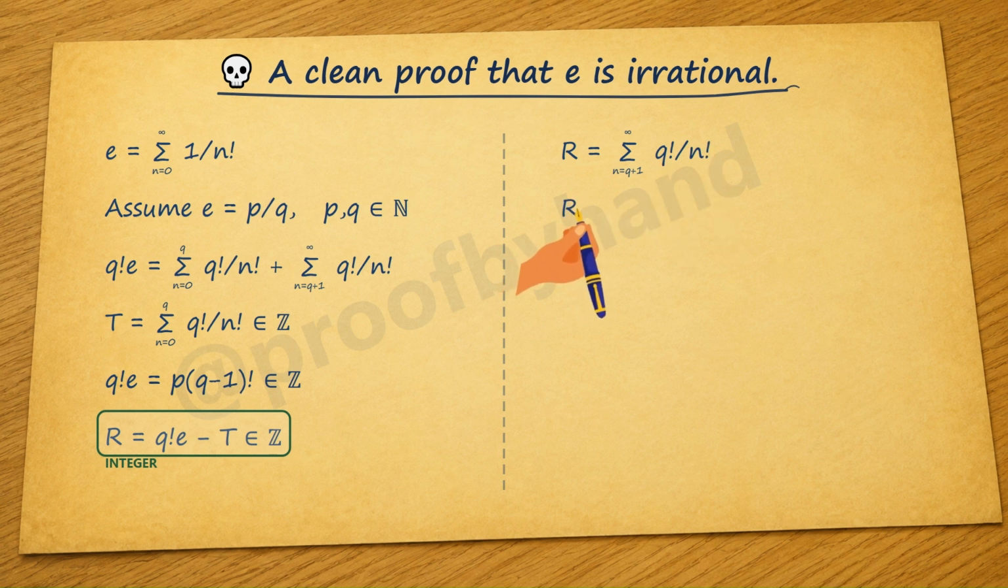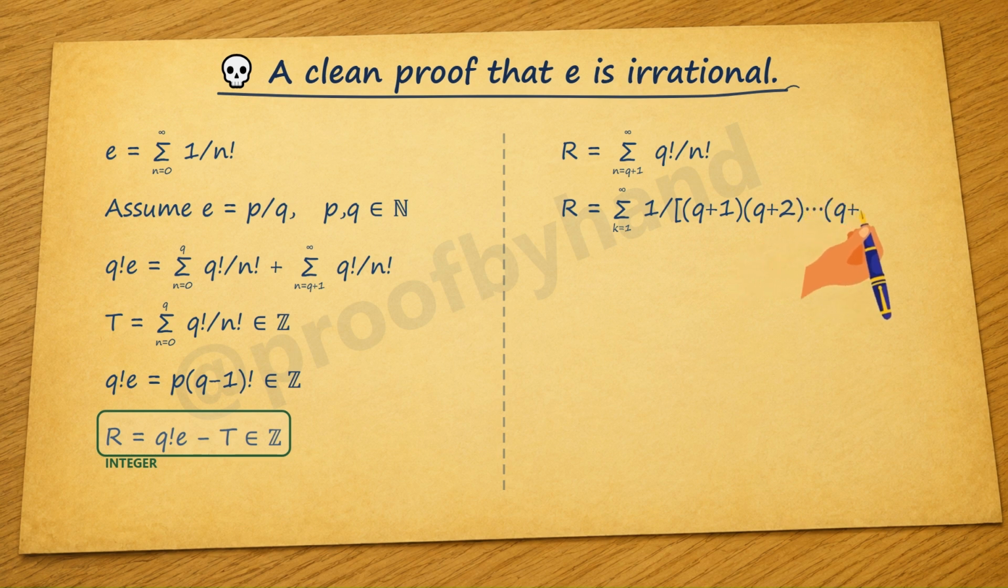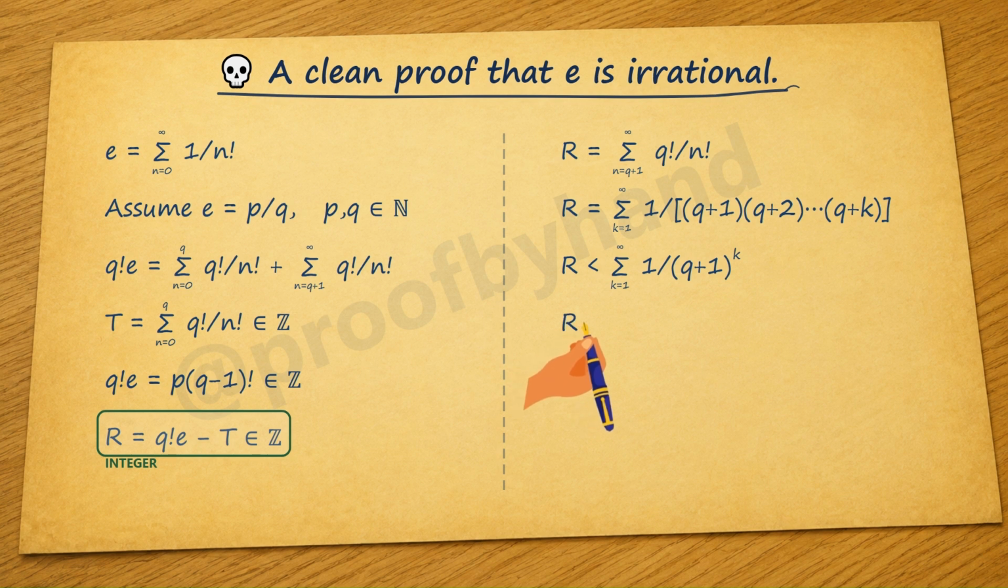Rewrite the tail. The kth denominator is the product of (q plus 1) times (q plus 2), and so on, up to (q plus k). Each factor is at least q plus 1. So R is smaller than the geometric series with terms 1 over (q plus 1) to the power k. That geometric series sums to 1 over q. Hence R is strictly less than 1 over q, which is at most 1.